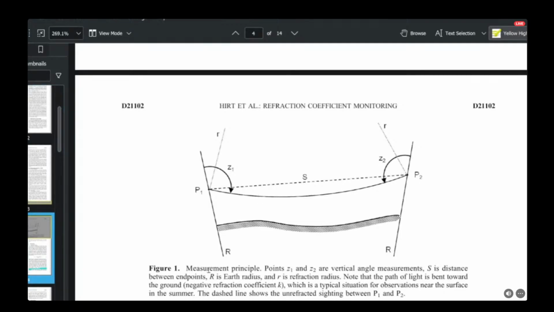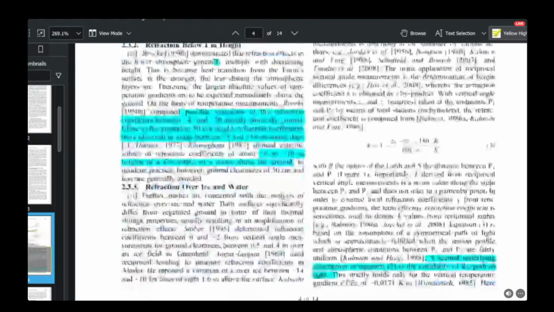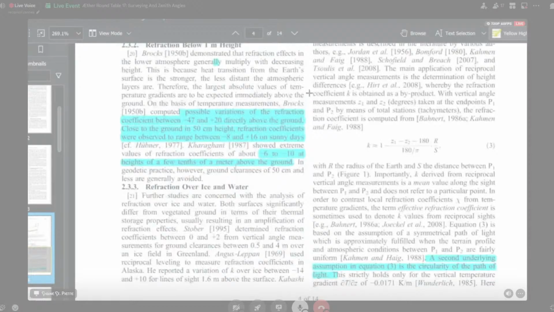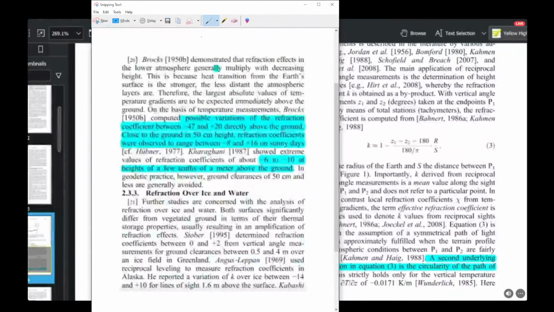Curved. S is bent between 2 endpoints with the Earth radius. And it says it's a little bit between -4 and +2 when it's 1.5 meters height. And when it's right at the ground, it's between -4 and +6. So they went through all of these. They said possible variations of -47 and +20. Literally, this is bouncing all over the place.